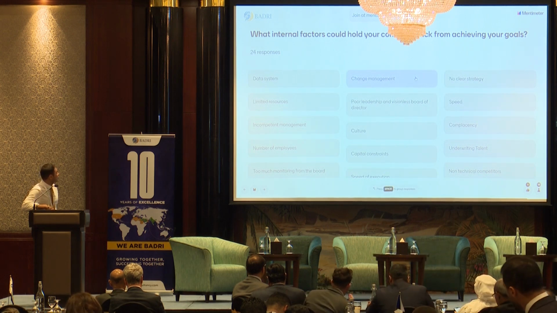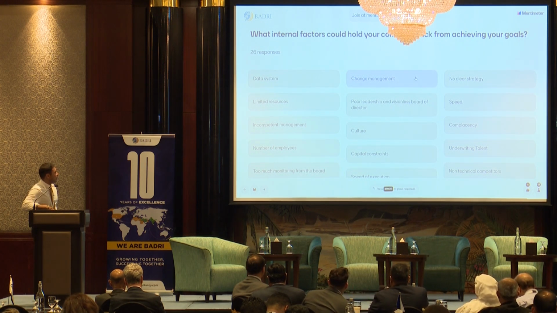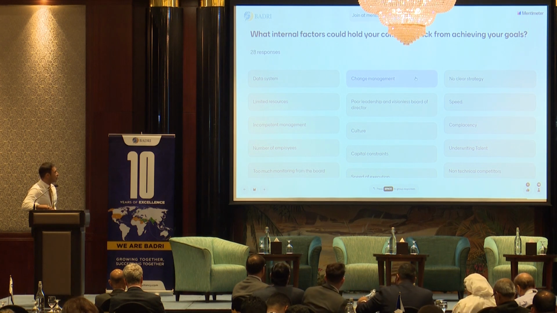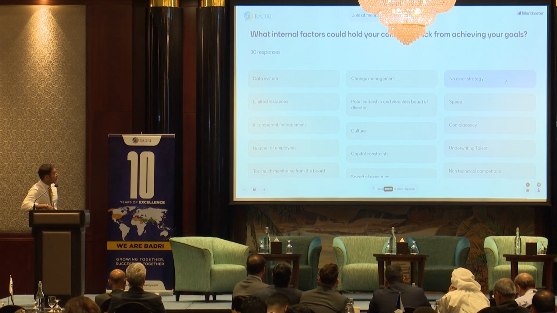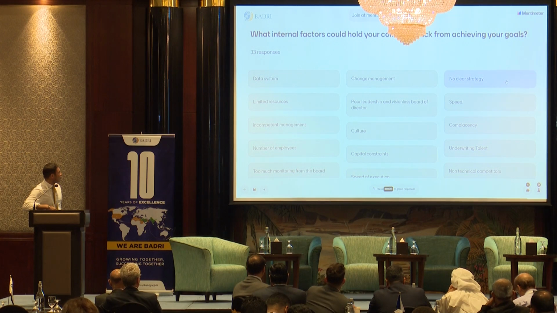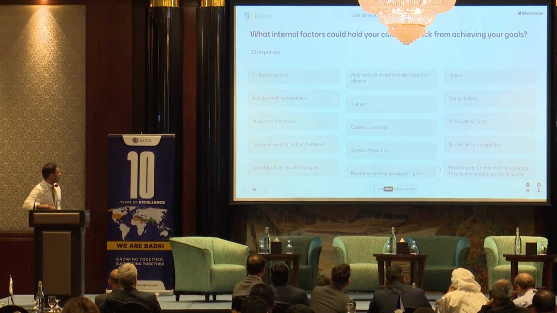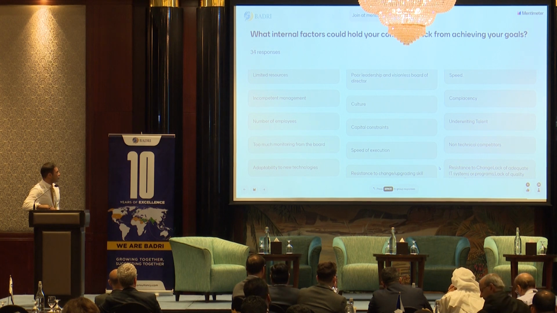So let's have a look. Data system, that is something I was actually expecting because that is a big issue for a lot of companies here. No clear strategy. Capital constraints is also interesting because a lot of companies here are facing capital and solvency issues.